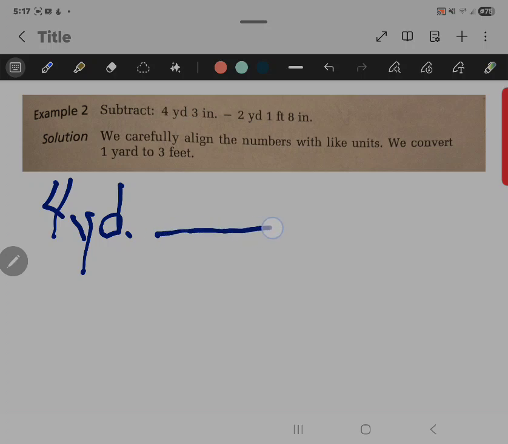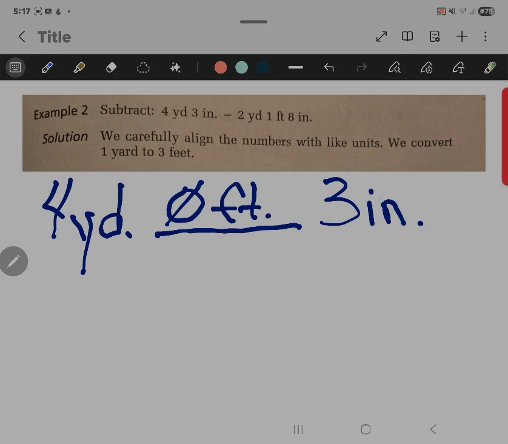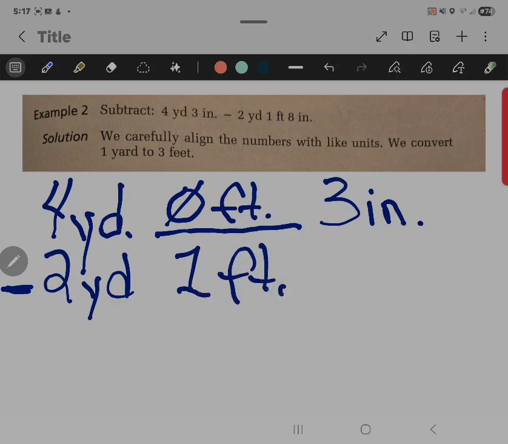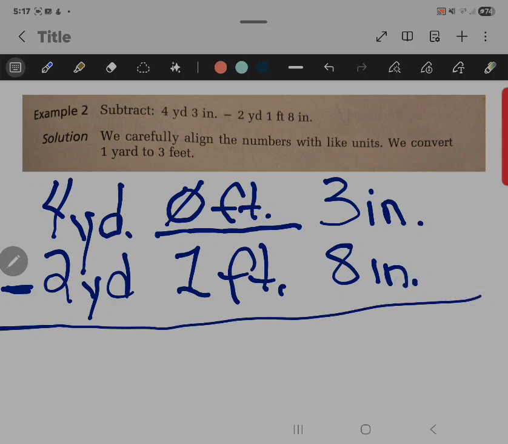So I'm going to write a blank space like that, and actually I can write 0 feet because I have no feet, but I also have 3 inches. And you'll see why I did that in just a second. So I have 4 yards, 0 feet, and 3 inches, and from that we are going to subtract 2 yards, 1 feet, and 8 inches. Now do you see why I put 0 feet on the top? Because I have to have a place value for each one of the different units that I have.